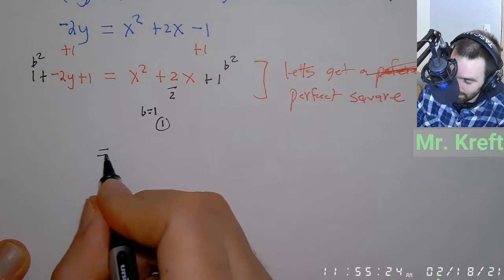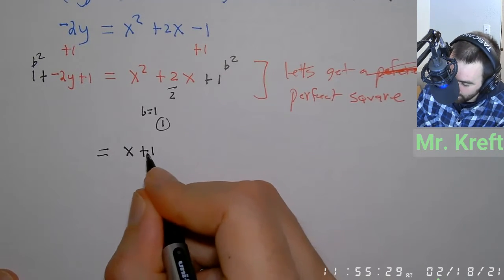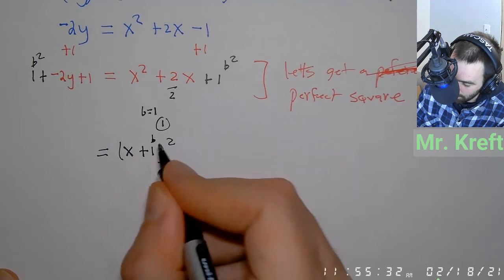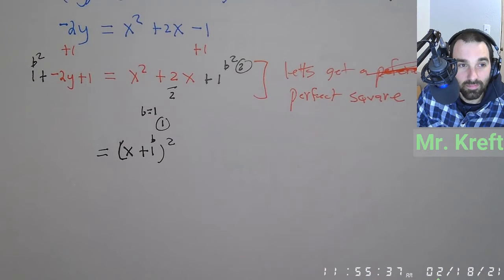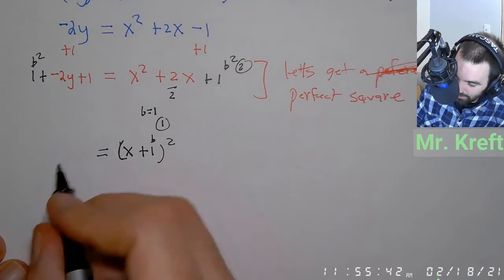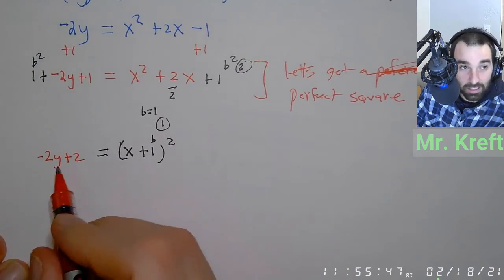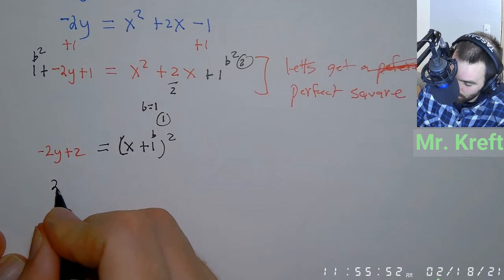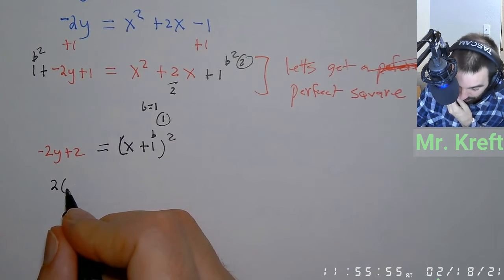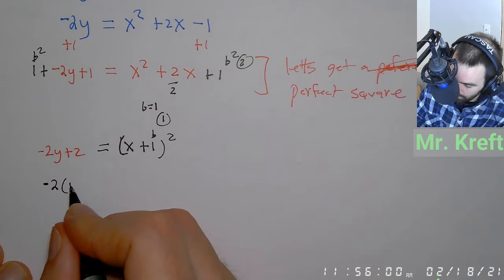So basically then what this turns out to be is x plus 1 squared, right? And that's my b term. Okay, that's it. And then this side, what do I end up getting? This side I end up getting negative 2y plus 2. So I can factor out a 2. So I get 2 times, do I want to keep that negative? Yeah, let's keep it positive.